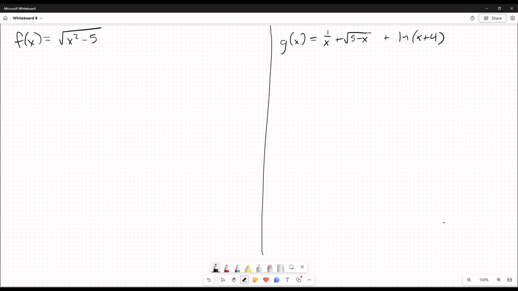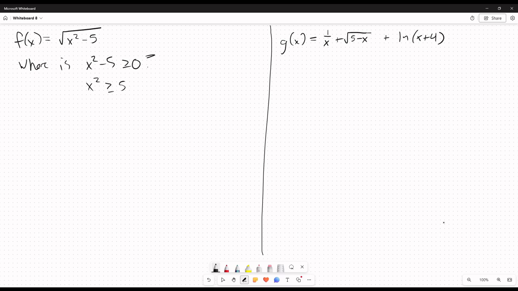So we're going to start with this one. We have f of x equals the square root of x squared minus 5. And we want to find where x squared minus 5 is greater than or equal to 0. Well, that's where x squared is greater than or equal to 5, which I think you can convince yourself is where x is greater than or equal to square root of 5, but it's also where x is less than or equal to negative square root of 5.